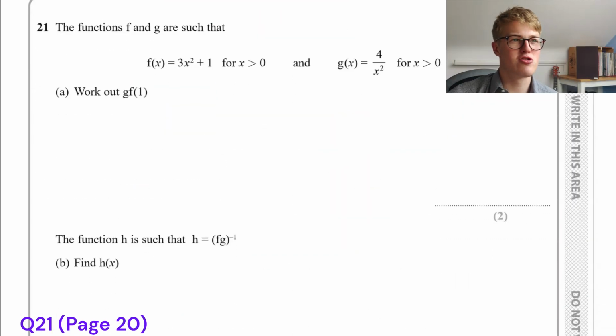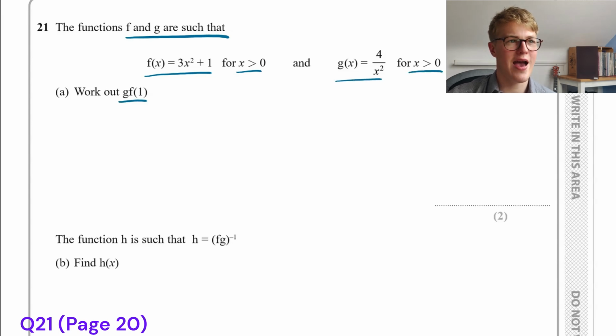The functions f and g are such that f(x) is equal to 3x squared plus 1 for x greater than 0, and g(x) is equal to 4 over x squared for x greater than 0. Work out gf of 1.